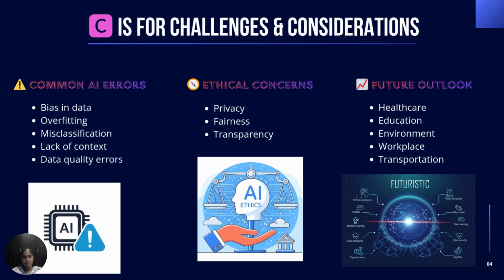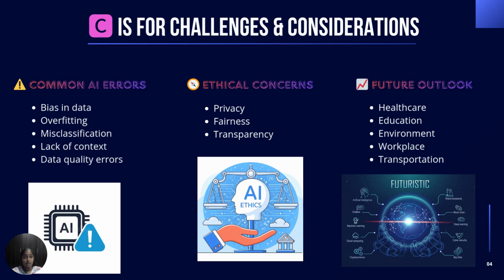Then, workplace. In offices, AI can take over repetitive tasks like scheduling meetings or sorting emails. That frees people up to focus on creative projects, problem solving, or big picture strategies, the parts of work that humans do best. Then, lastly, transportation.